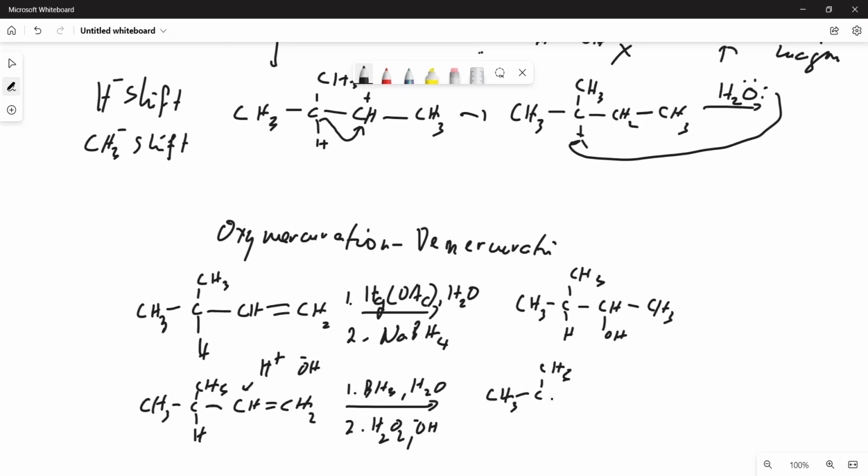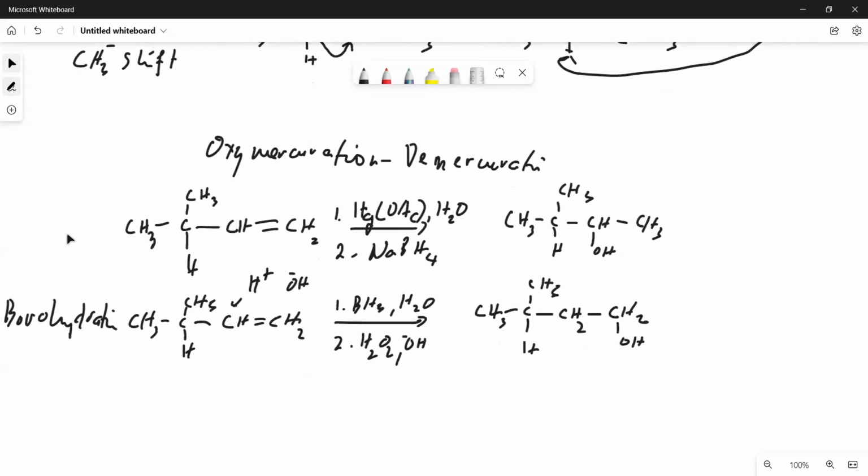Wherein the H plus will be here, and the OH will be at the end. That is against the Markovnikov's rule. No? So that's why it's called anti-Markovnikov. So you call this borohydration reaction. So you notice these two reagents, okay, are used to hydrate, no, alkenes without rearrangement. Okay.